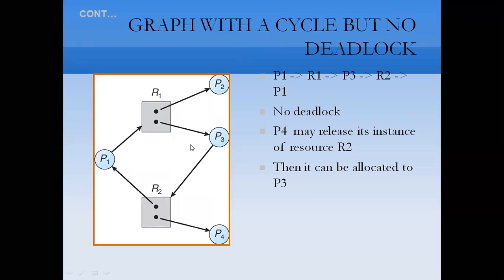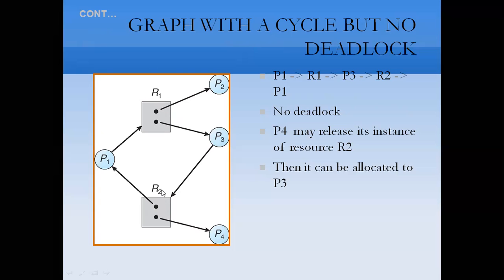Here is another example. Here we can see P1. P1 is allocated the instance R2, but it is waiting for the instance R1. For P2, P2 requires only a single instance of R1, so it is already allocated R1. P3 is already assigned an instance of R1, but is waiting for R2. P4 is already assigned an instance of R2.